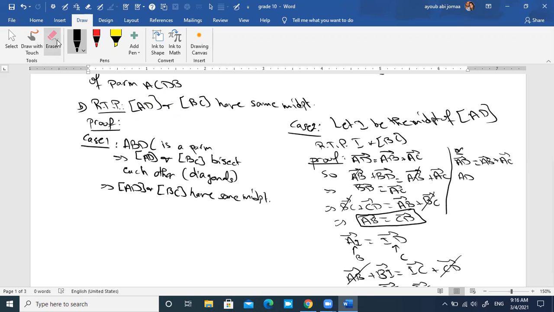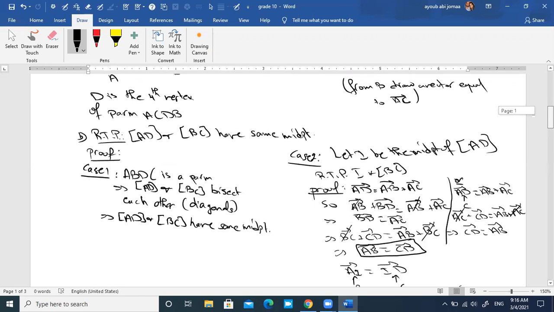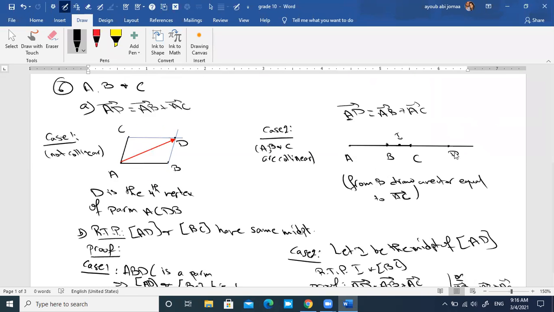Insert point C here. Then you'll get AC plus CD is equal to AB plus AC. AC and AC, they cancel out each other. Then CD is equal to AB. So here she proved that vector CD is equal to vector AB.